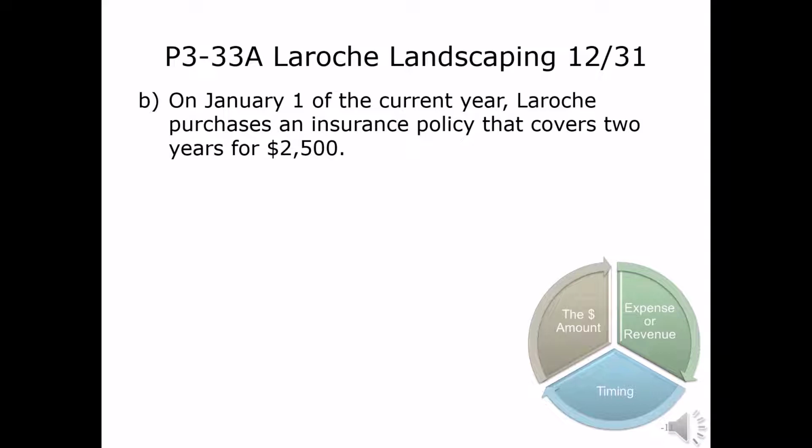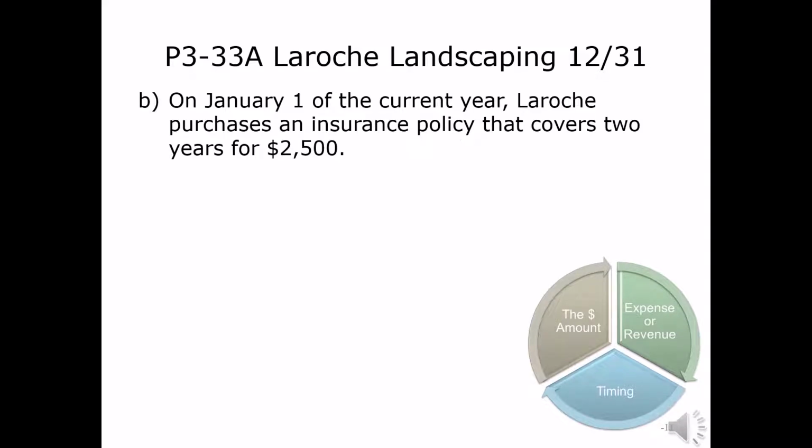On January 1 of the current year, LaRoche purchases an insurance policy that covers 2 years for $2,500. Is this an expense or a revenue adjustment? It is an expense adjustment because paying for insurance is an expense. How about the timing? We know that it covers 2 years, and 1 year ago is when we purchased it. So the timing would be 1 year of insurance that needs to be expensed. The amount would be half of the full amount that was originally paid.